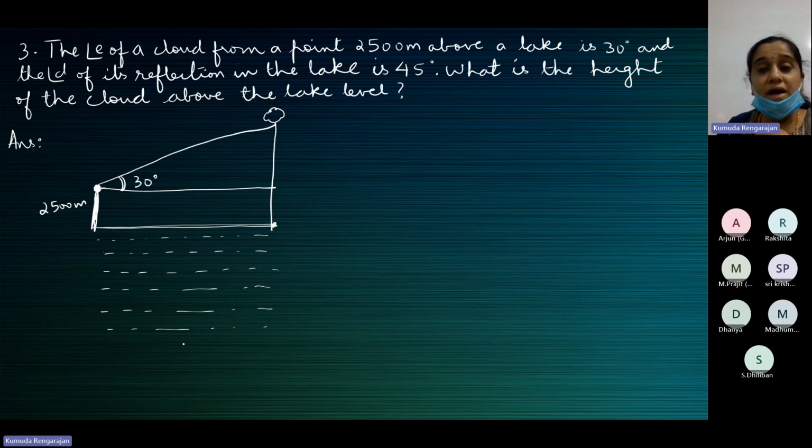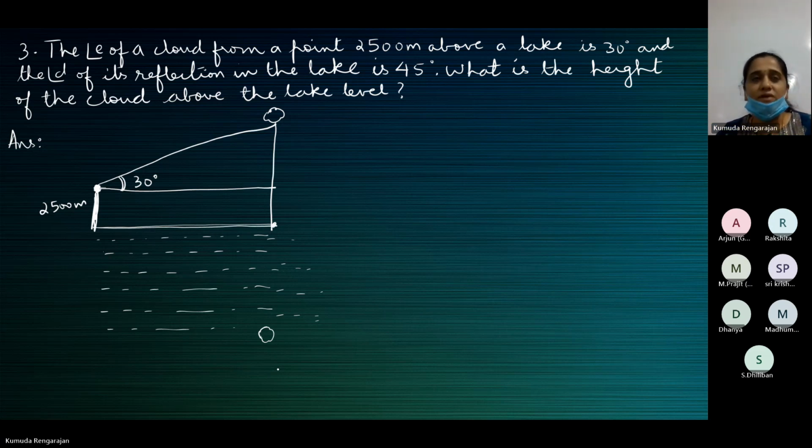And the angle of depression of its reflection in the lake. So the cloud is reflected below in the lake like this. So to say this is the reflection of the cloud. The angle of depression of its reflection in the lake is 45 degrees. So the observer is at the same point. From the same point, the observer is looking up at the cloud in the sky. The elevation is 30 degrees. And from the same position he looks down into the water at the reflection of the cloud, and he finds the angle of depression to be 45 degrees.